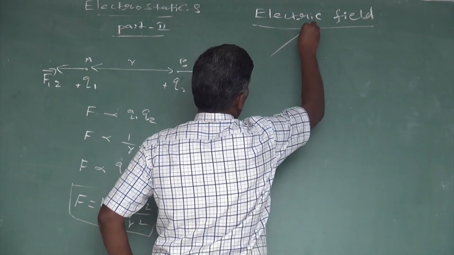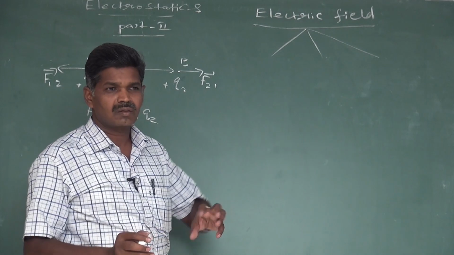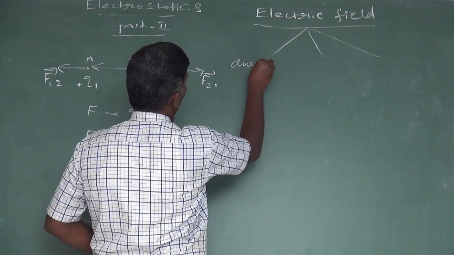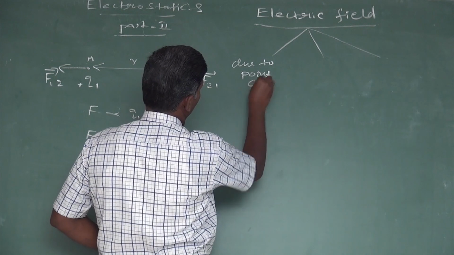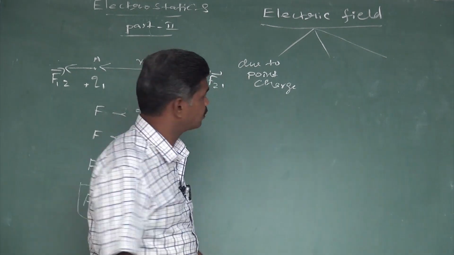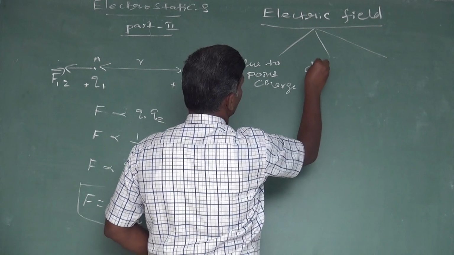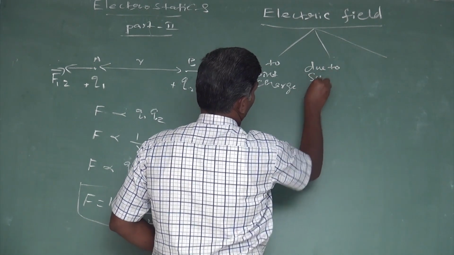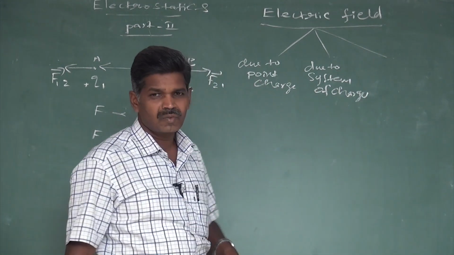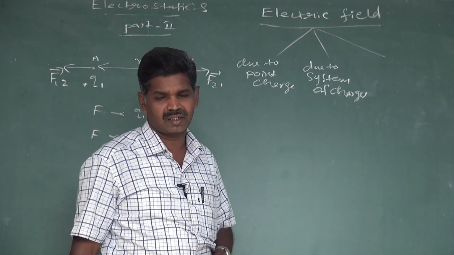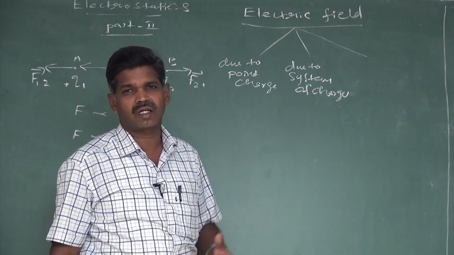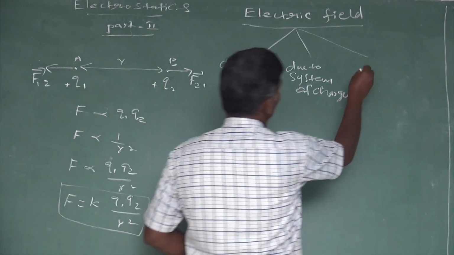This electric field exists for three types: the electric field due to a point charge, which is only one very small charge that we consider a point charge; next, the electric field due to a system of charges; and next, charged bodies like a sphere, thin sheet or infinitely long conductor, where if it is charged, the charges are uniformly distributed over it.